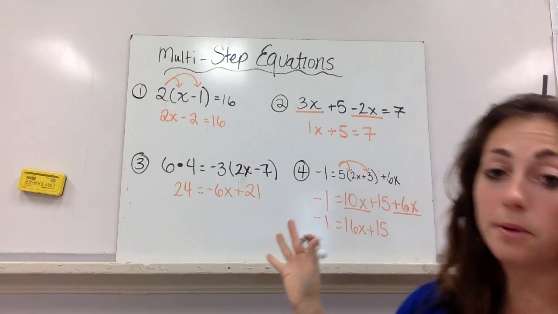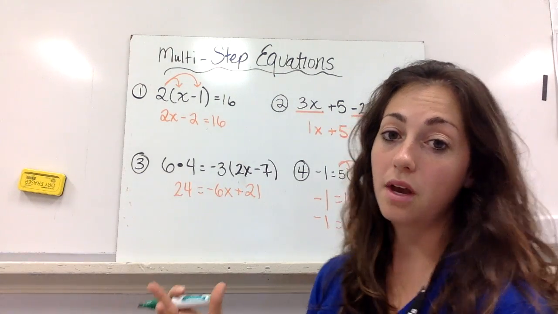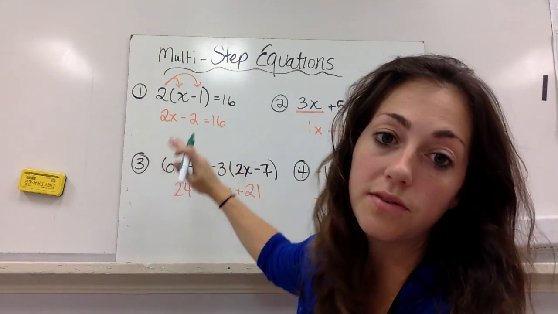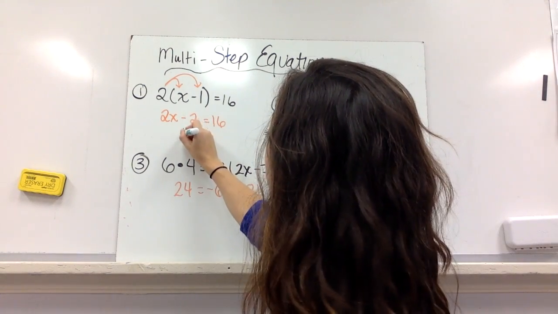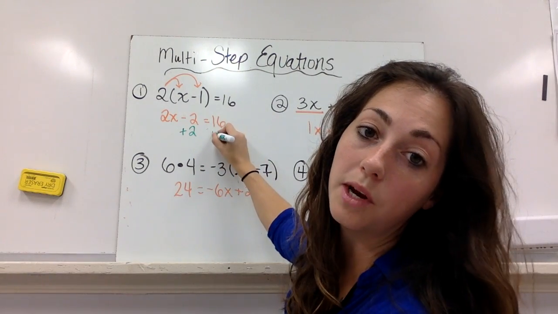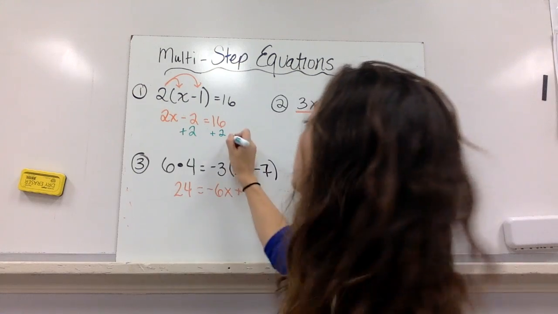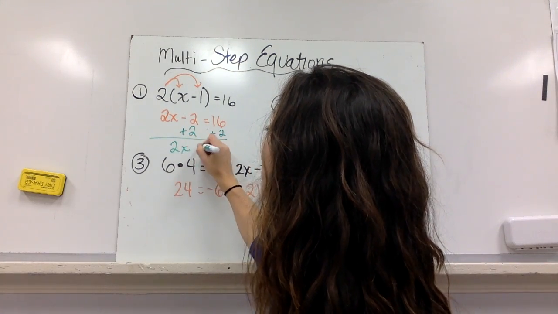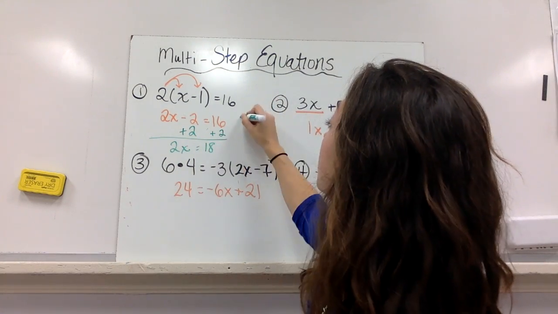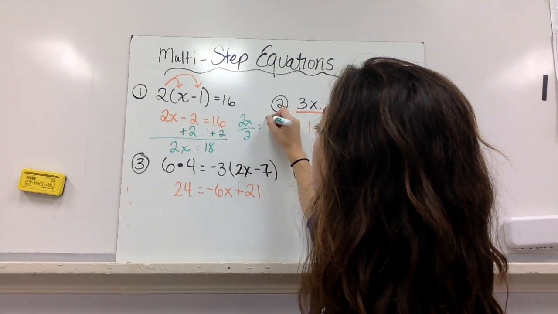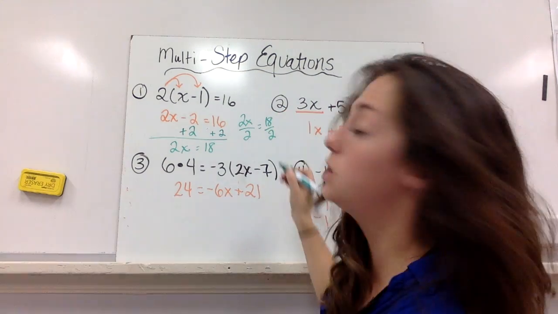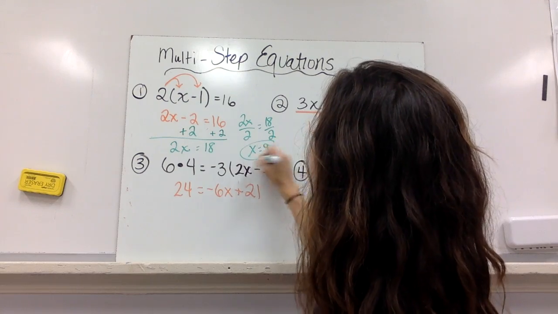And now it's a two-stepper, just like we've done, right? So pause the video and finish the problem. When you hit play, you add 2 to both sides. You then get 2x = 18. Divide by 2 and you get x = 9.